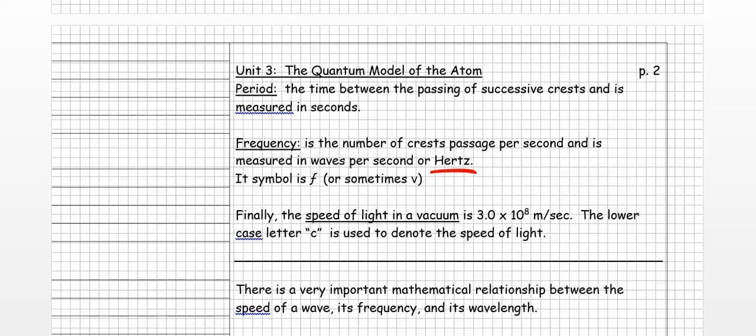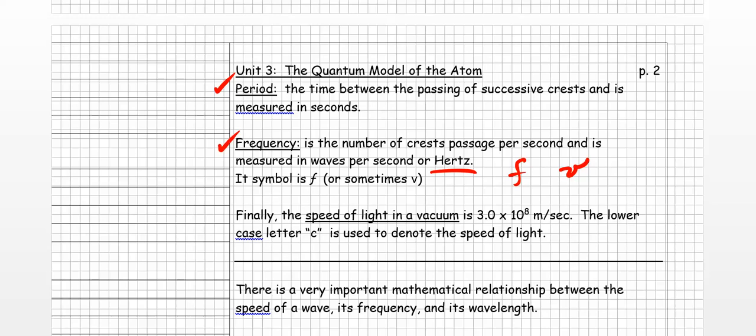Okay, and we write frequency sometimes with a kind of cursive F, but most of the time we write it with a cursive V. In fact, it is a cursive V, right? So, period, the time between the passing of successive crests, measured in seconds, and frequency, the number of crests passing per second, measured in waves per second, or hertz.